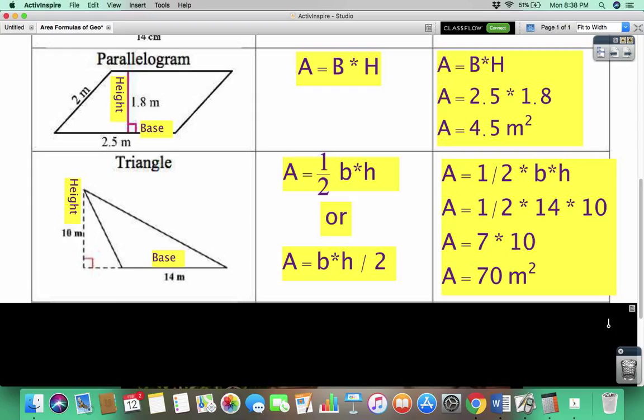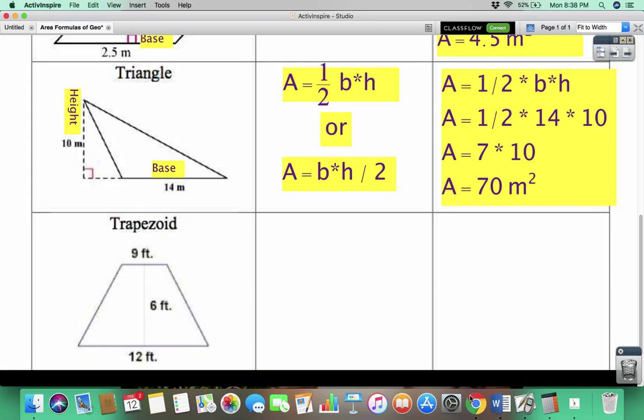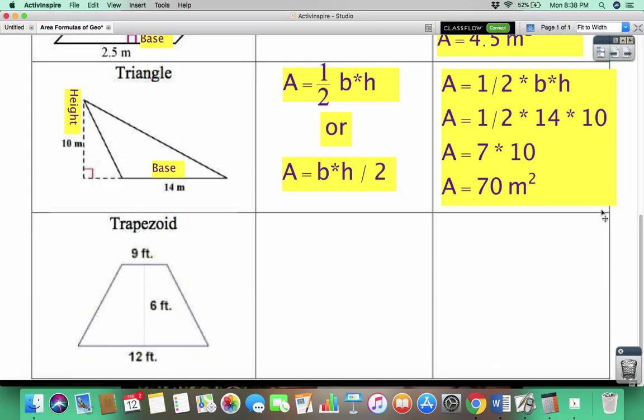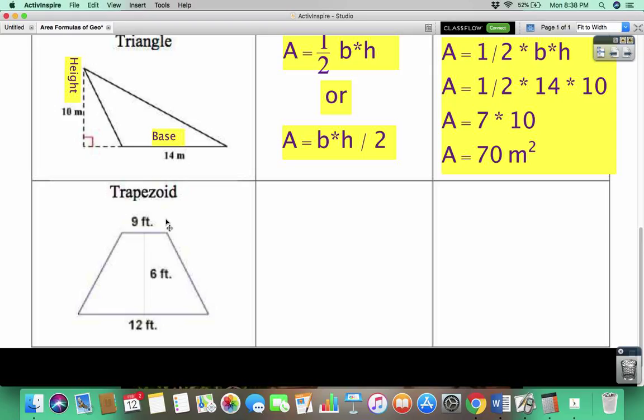Pretty basic stuff. You can rewind the video if you need to. Remember, this trapezoid is a totally different video, so that can stay blank. Your teacher may ask you to do something different, but right now we're leaving that blank.